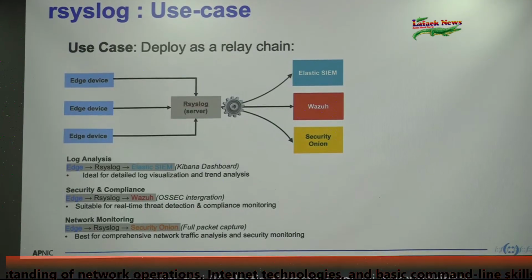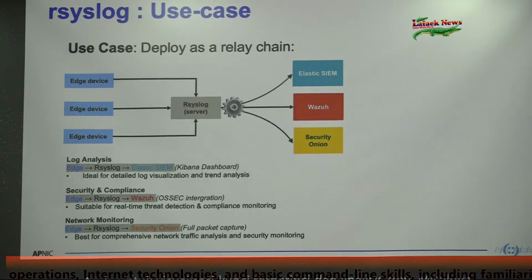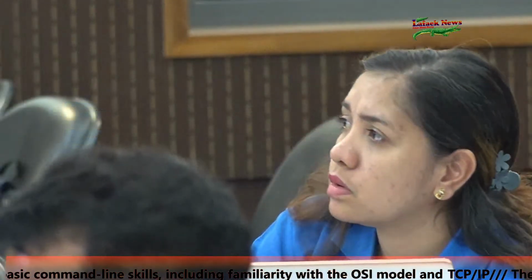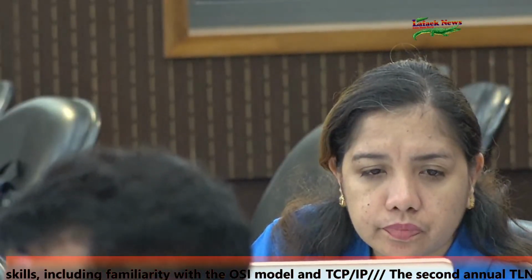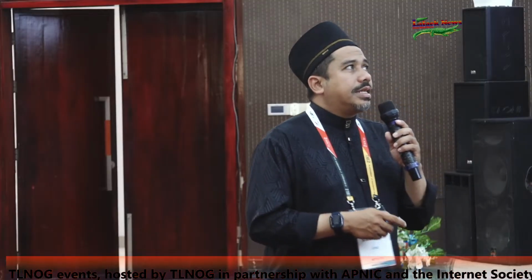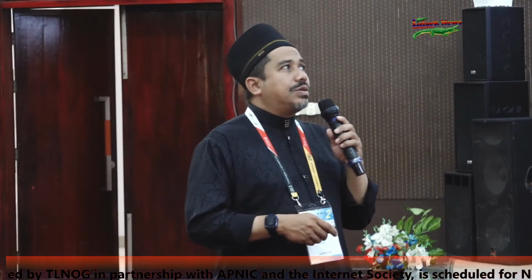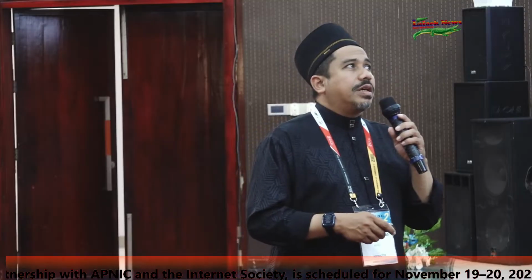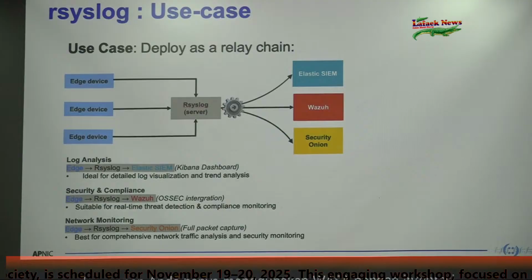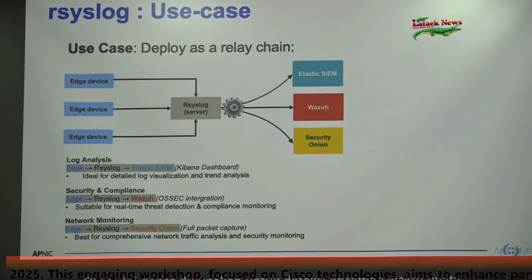For example, if you see that your server has a trend, when you spot a trend, maybe it will have a hardware failure or a software problem. The second one, for security compliance, you can use Wazuh with the OSSEC integration. It can be used for real-time threat detection and compliance monitoring. So that's what the software can do.